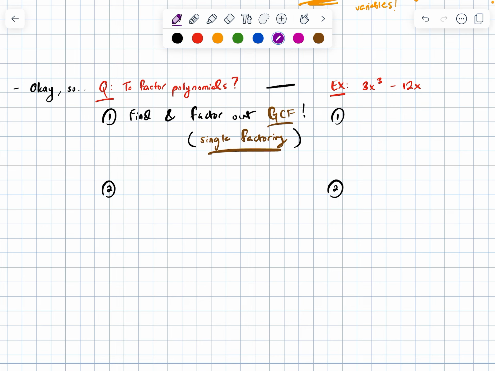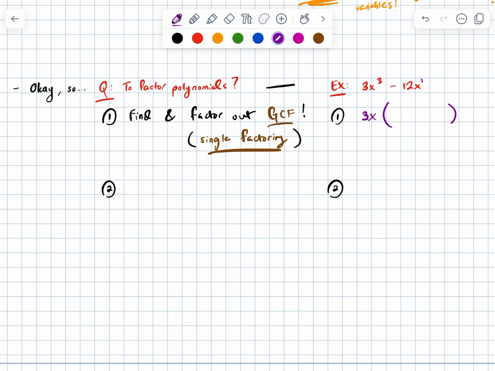So for 3x cubed minus 12x, I know that to get 3 and 12, both of those have a common factor of 3. For x cubed and x, I'm going to take the smaller of the exponents that I see. X here, to the invisible power of 1, has a smaller exponent than x to the power of 3. So 3x should be my GCF.